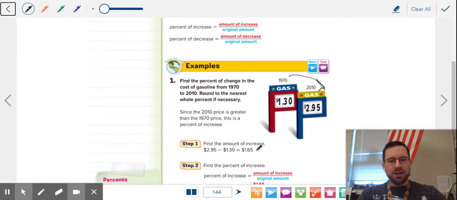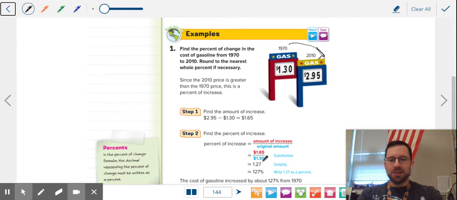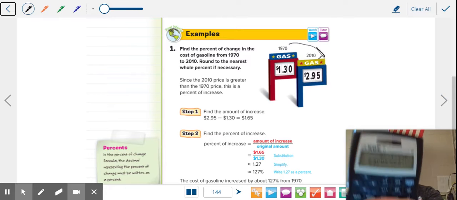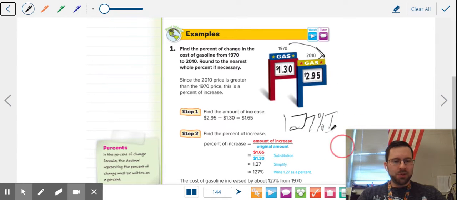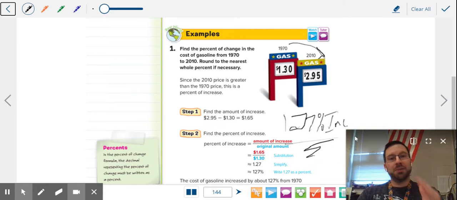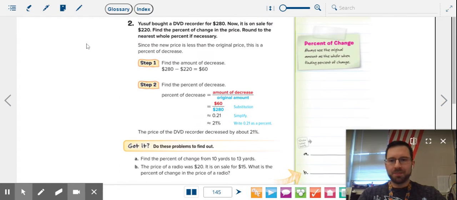So you take $1.65 divided by the original amount, which is $1.30. And you get 1.269, and so on. It's a whole bunch of decimals. Now we're going to round that to the nearest whole number. When I multiply by 100, you get 127%. Now, did it go up or down? You can clearly see it went up, so this is an increase. In the end, when you do it, you have to make sure you tell me: did it go up, increase, or down, decrease? Let's do a couple more examples.